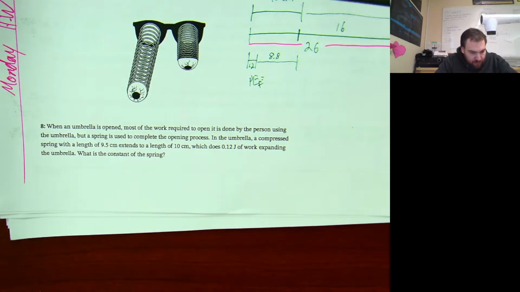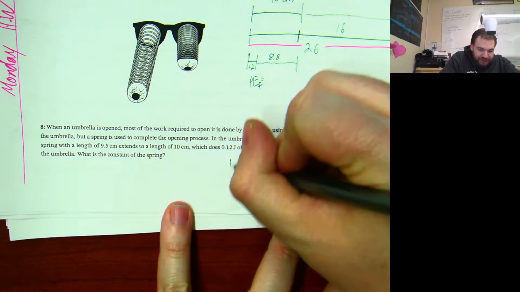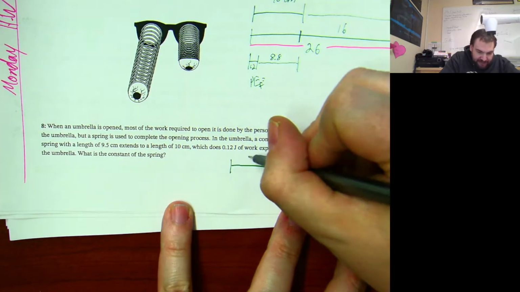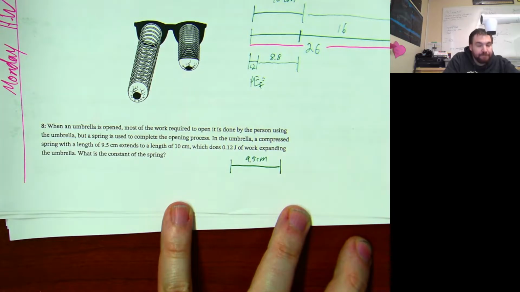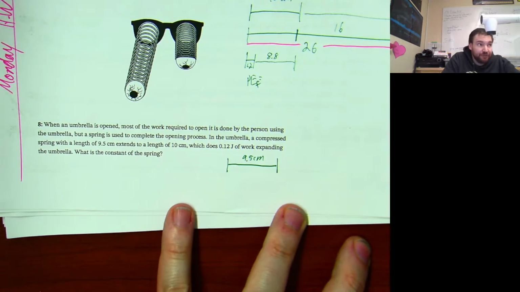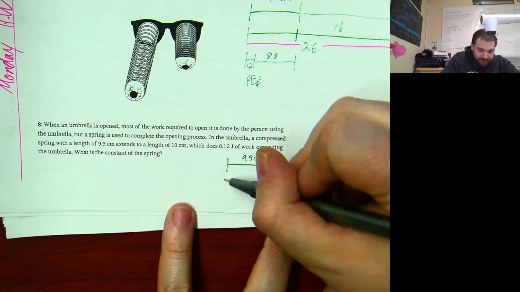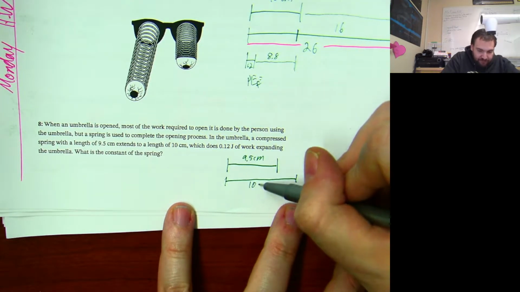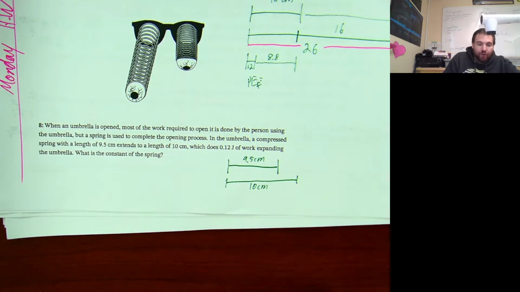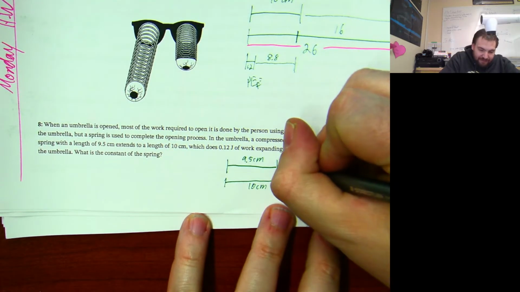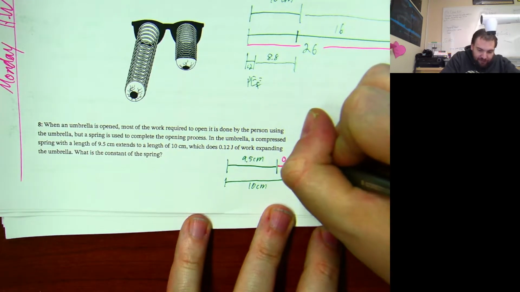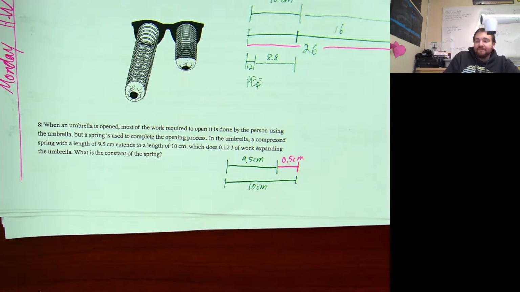So, we're told that when the spring is compressed, it's 9.5 centimeters long. When it's allowed to relax, it's 10 centimeters long. So that means this right here, that 0.5 centimeters, is the compression of the spring.